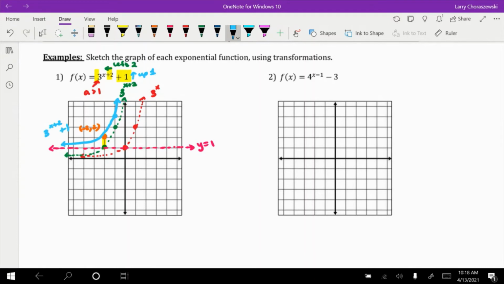All right, so how'd that go for you? Did that make sense? You guys have any questions about that? All right, go ahead and try problem 2. 4 to the x minus 1, minus 3.